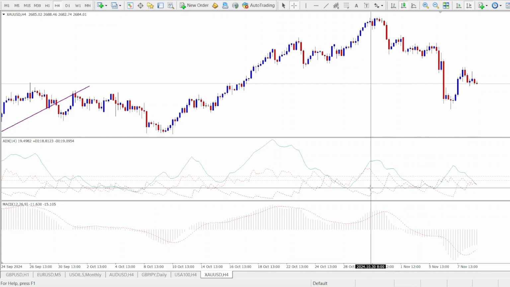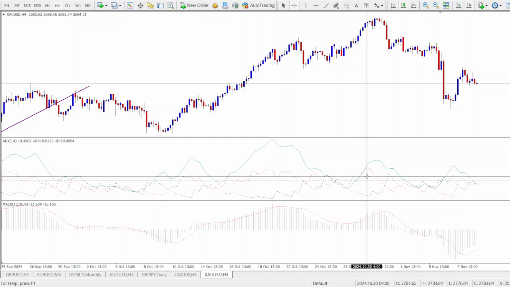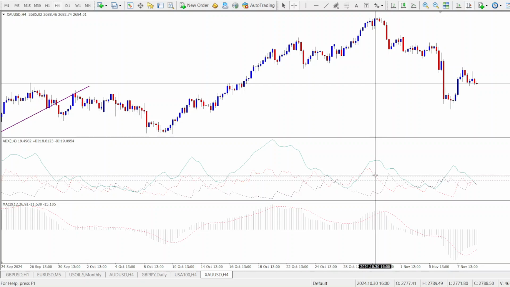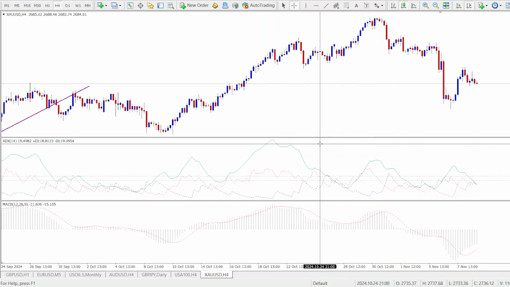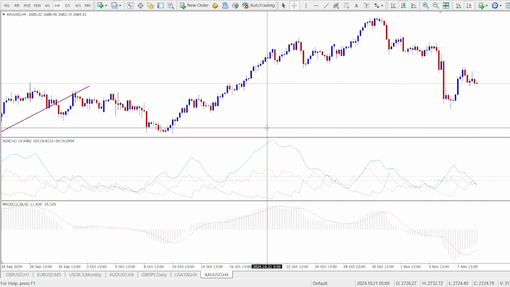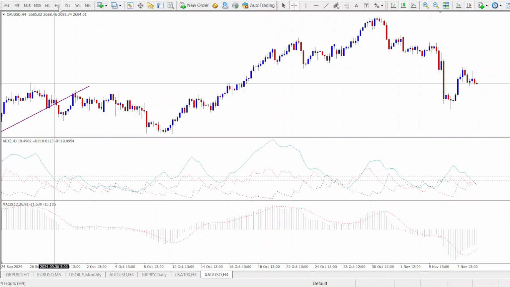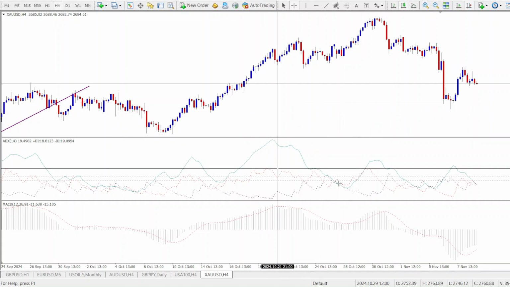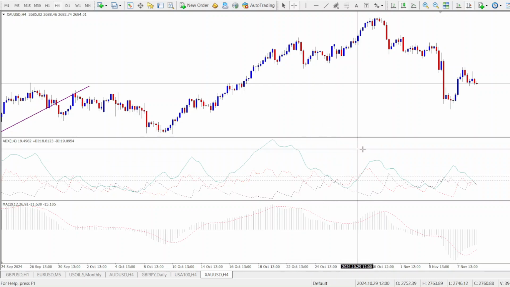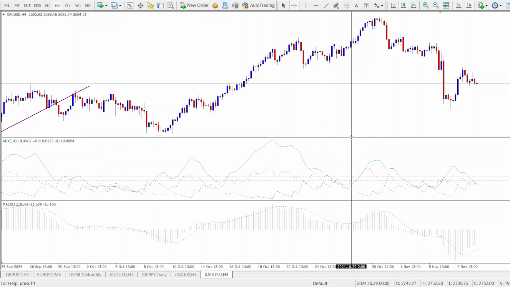Now, while the ADX and MACD combination is powerful, it is essential to keep some best practices in mind. First, use this strategy on higher time frames like the 4 hour, the 1 hour or the daily chart. As you can see, I'm currently on the 4 hour chart. We are doing this analysis on the 4 hour chart. This helps filter out market noise and gives more effective signals. In shorter time frames, signals can be less accurate due to price volatility.